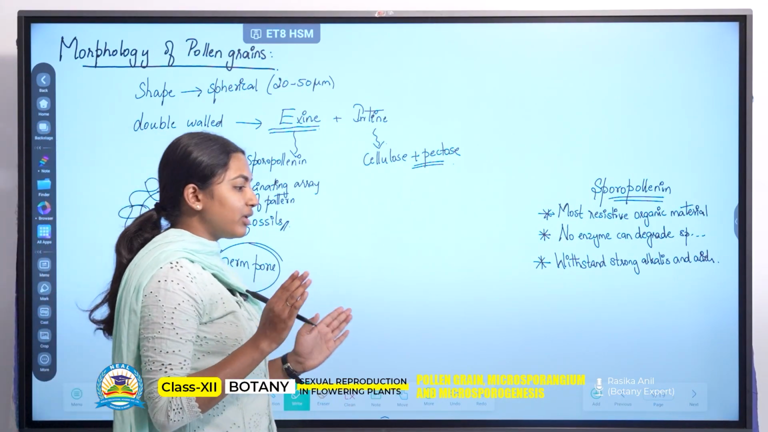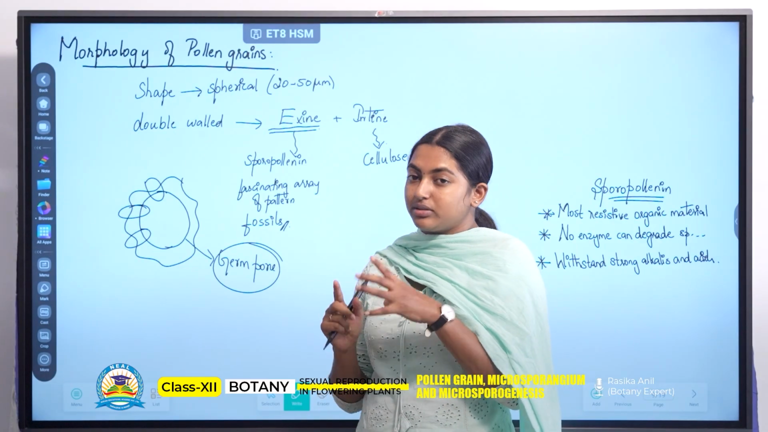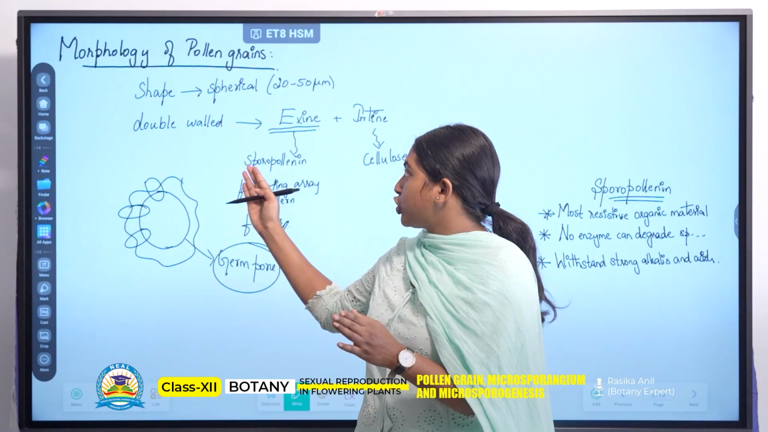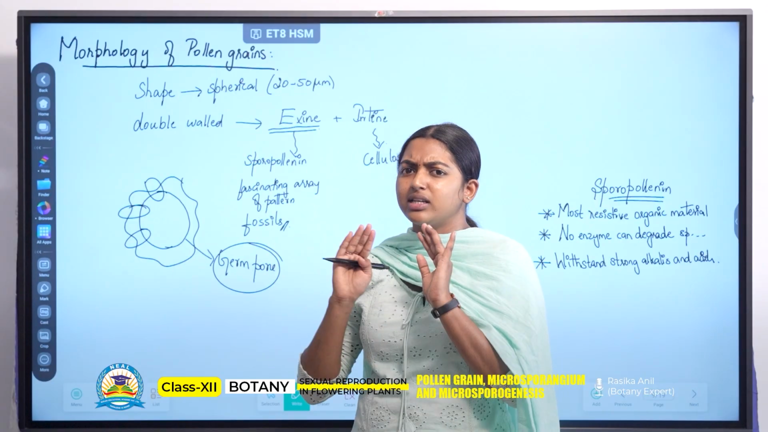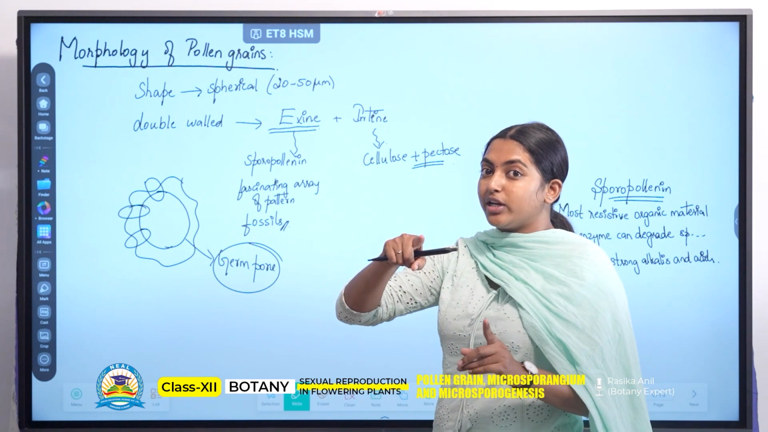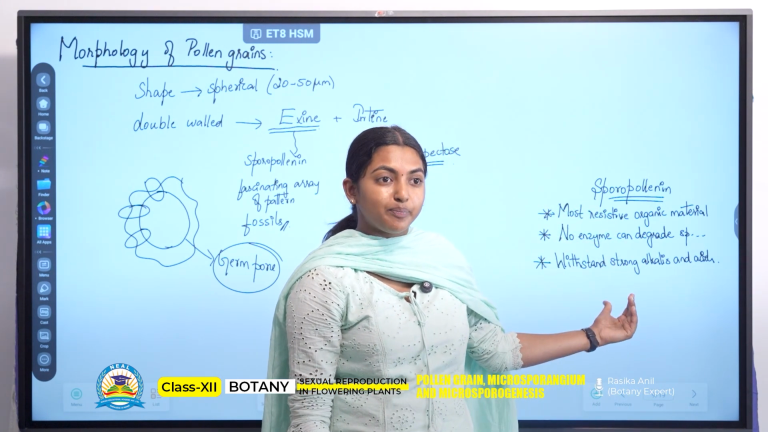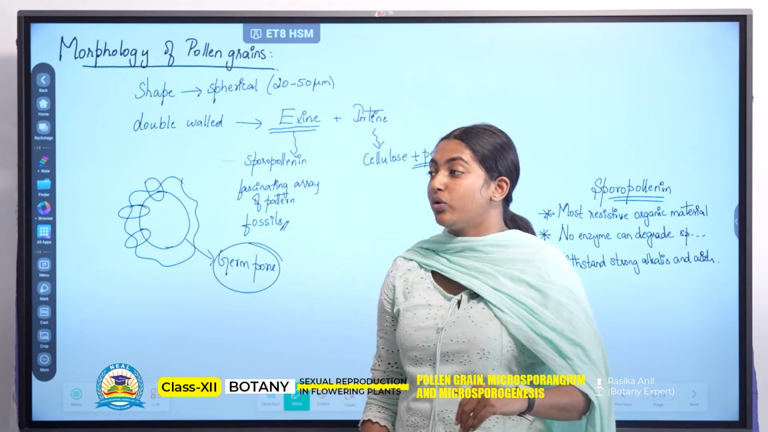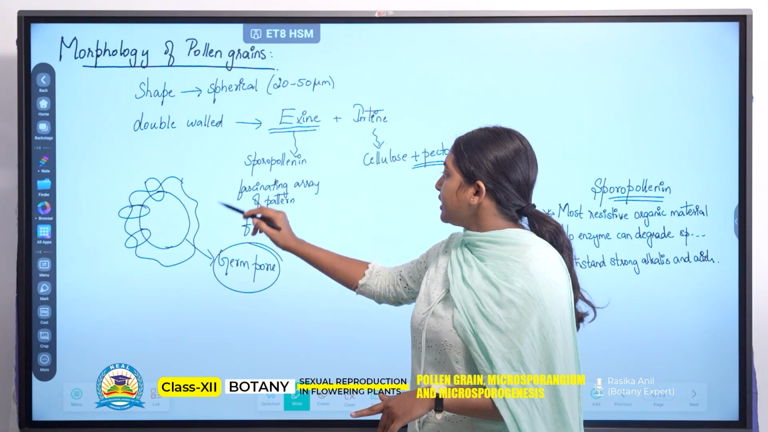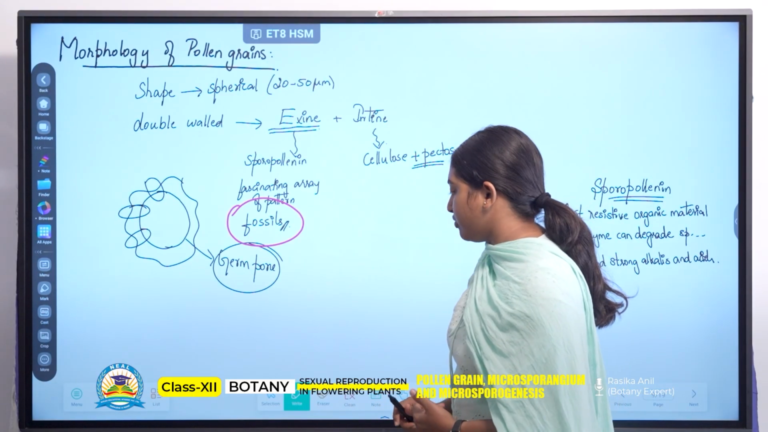So we just learned about the morphology of pollen grains. We learned that it is circular, spherical in shape. Its diameter is 20 to 50 μm. Then it has two walls, exine and intine. Intine is simply made up of cellulose and pectose. Exine is made up of sporopollenin. What about sporopollenin? It cannot be degraded by any enzyme. It's the strongest organic material known, and since sporopollenin is present in exine only, it is preserved as fossils, right?